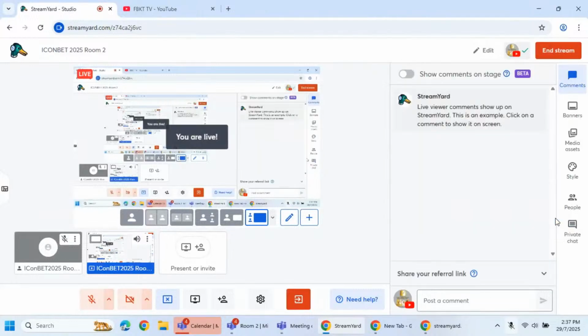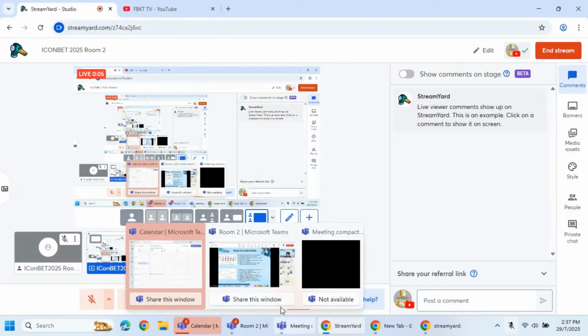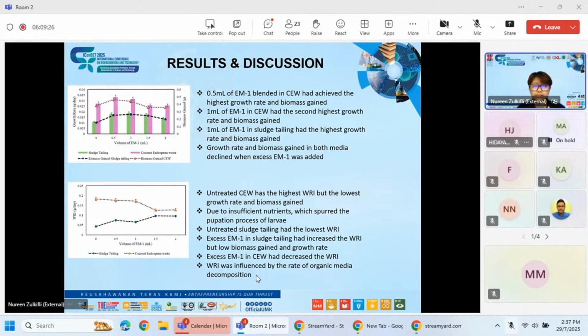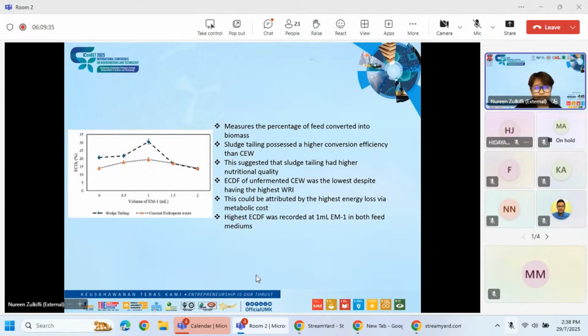Lava and microorganisms, but it also fastens the decomposition of feeding mediums. That's why WRI doesn't only depend on larva digestion and assimilation, but also on the rate of decomposition of the organic materials. The ECDF is the efficiency of conversion of digested feed, which measures the percentage of feed being consumed by the larva converted into biomass.